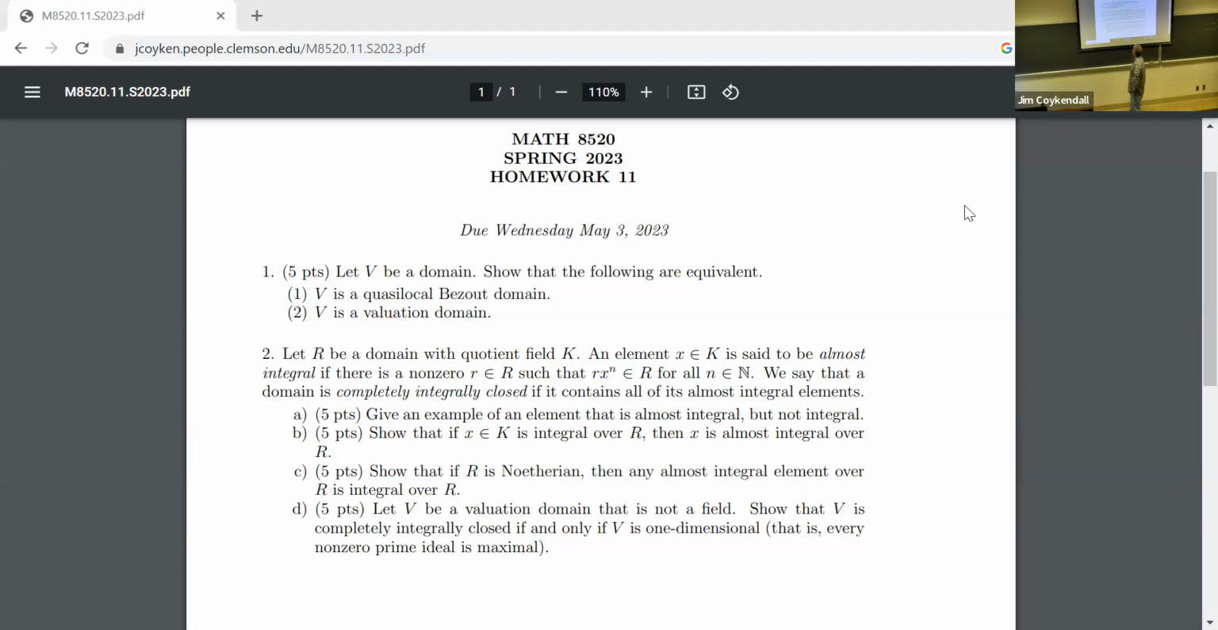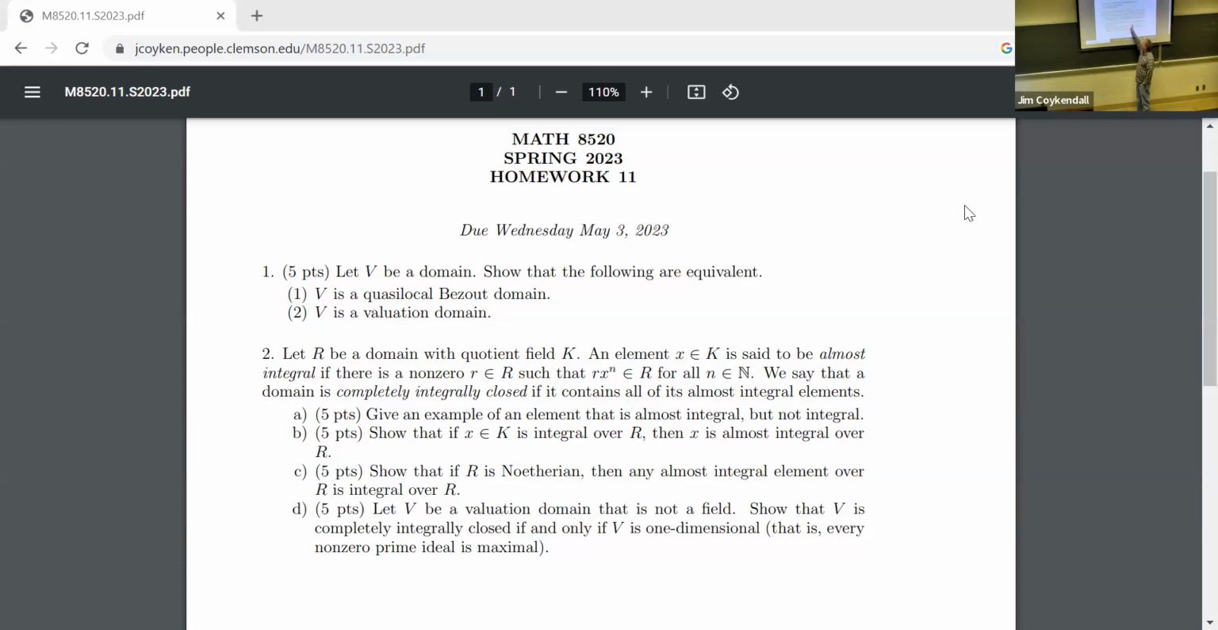Part B: show that if x is an element of the quotient field that's integral over R, then x is almost integral over R. In other words, prove that our terminology isn't stupid, right? Because you would think that anything that is integral must be almost integral. Otherwise, it's not very good terminology, is it? So if you have an integral element, as Grant told you, then there'll be some r that satisfies this.